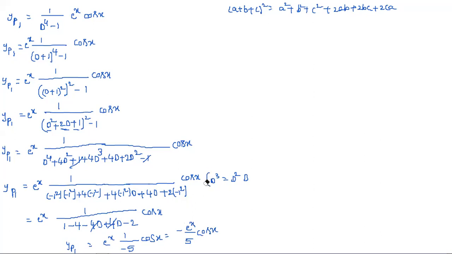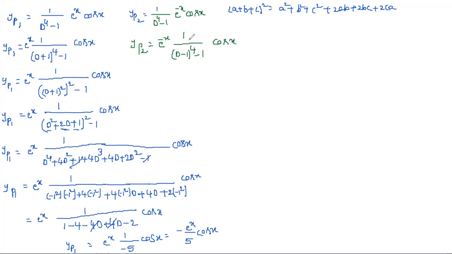Now we need to calculate yp2. So yp2 is equal to 1 by D power 4 minus 1 into e power minus x cos x. Only the difference here is the minus. Just what we need to do is write the left side of this one, and since the x coefficient is minus, we need to substitute in place of D, D minus 1 whole power 4 minus 1 cos x. See the differences.